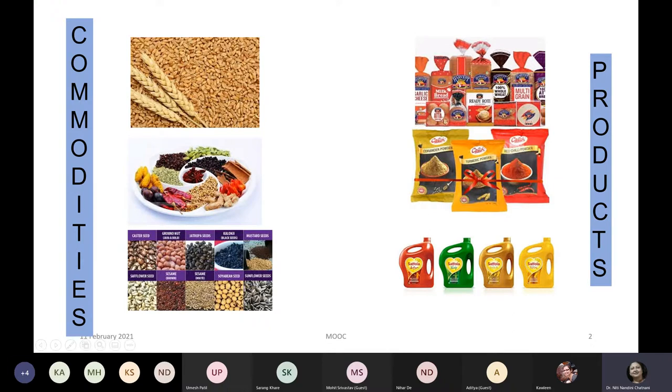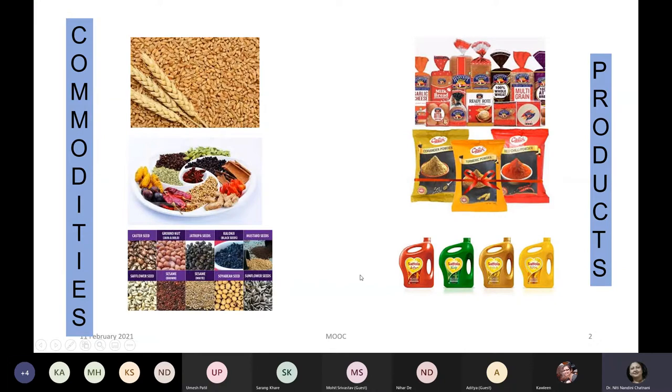Similarly, India is a big exporter of castor seeds, groundnut, and all of these oilseeds, mustard seeds. These are all examples of commodities. They're all oilseeds, various kinds of oilseeds that we have: safflower seeds, sesame seeds, soya bean seeds, sunflower seeds, mustard seeds.